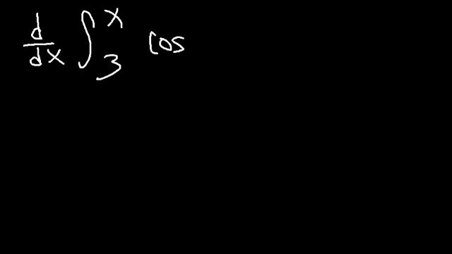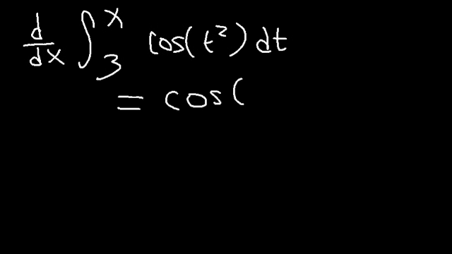Try this problem. What is the derivative with respect to x of the integral of 3 to x, let's say cosine t squared dt? So the final answer, all you need to do is replace t with x. It's going to be cosine x squared.